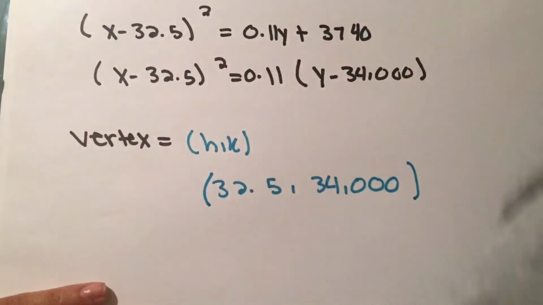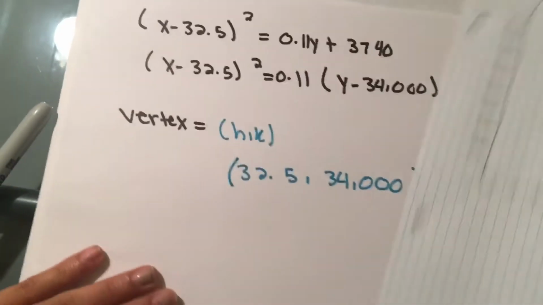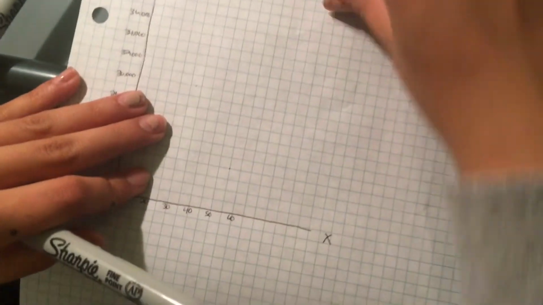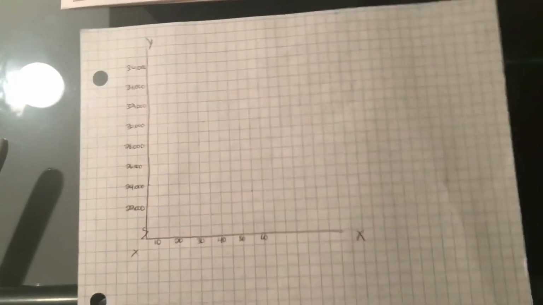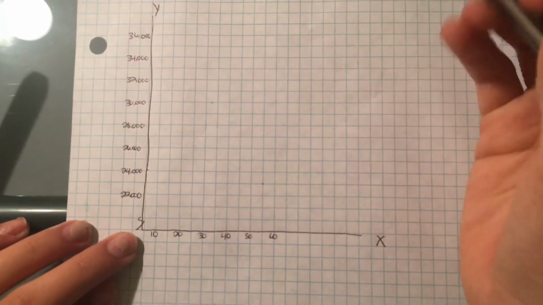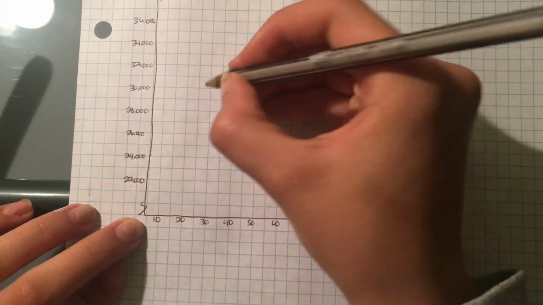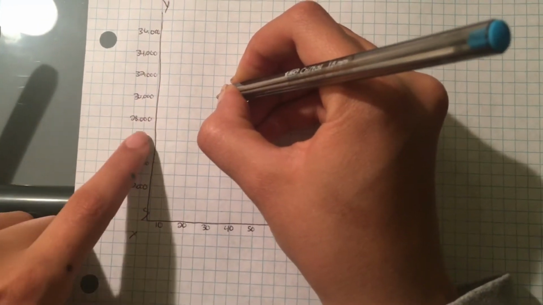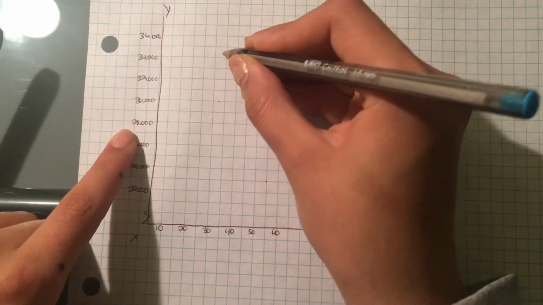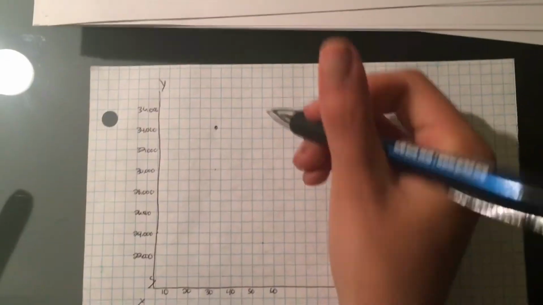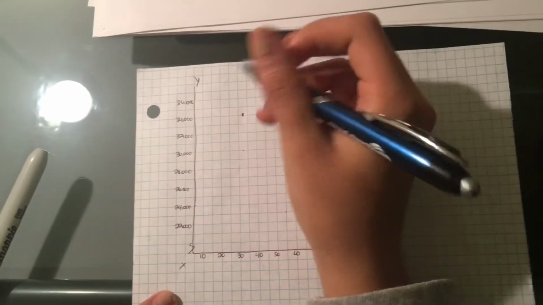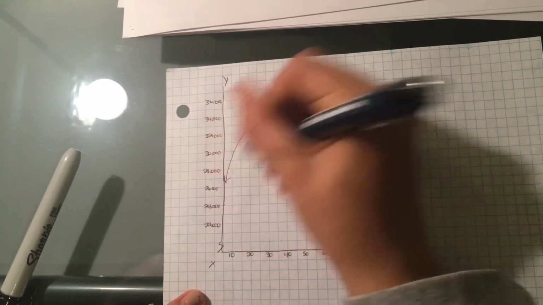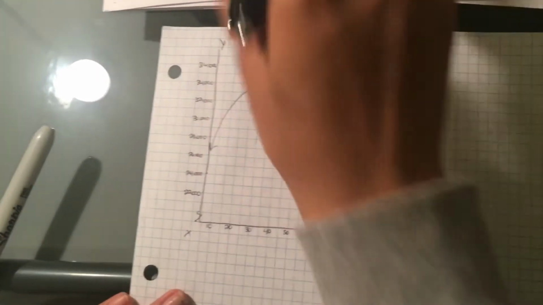Okay, so now you're going to want to grab some graph paper. You've got 32.5 as your x value, and 34,000. So that's going to be somewhere around there. Okay, so your point is around there, and since p is less than 0, your parabola is going to be facing downwards. So you're just going to graph it like that. Your values were 32.5 and 34,000, which is how you got the parabola.